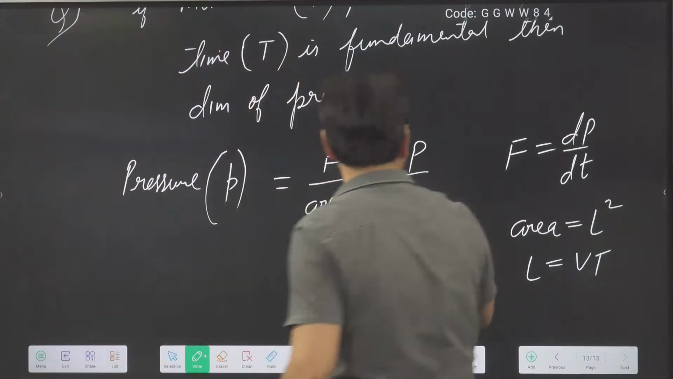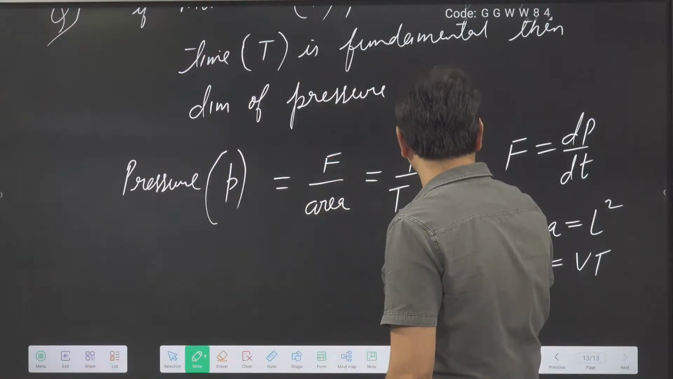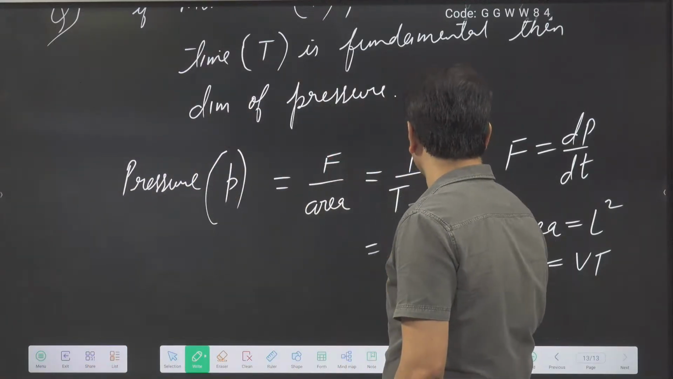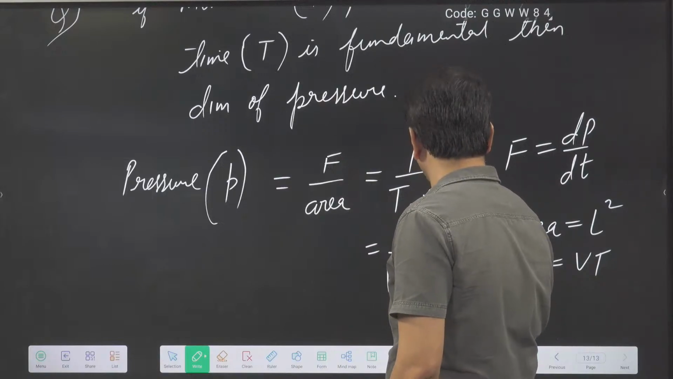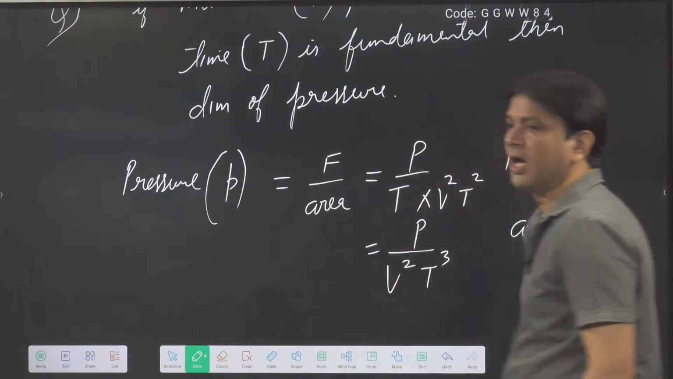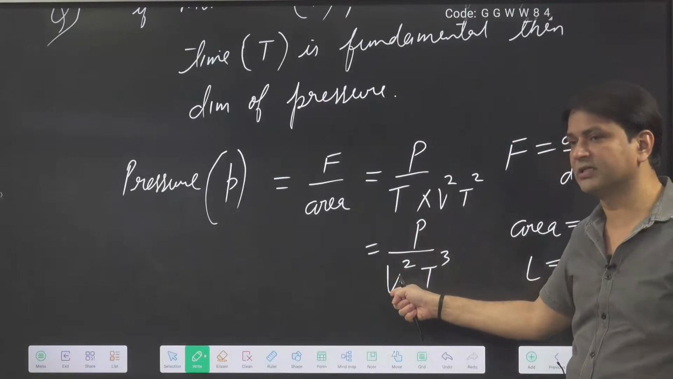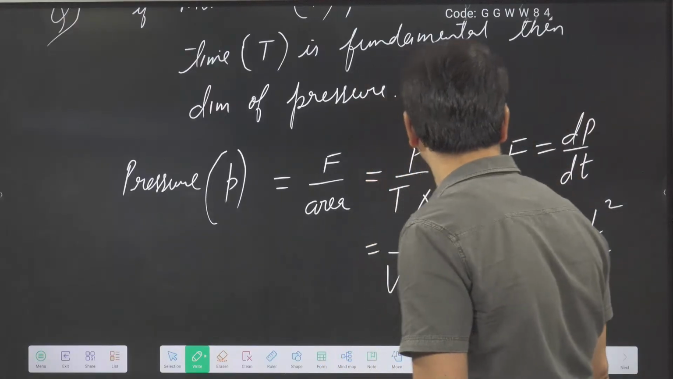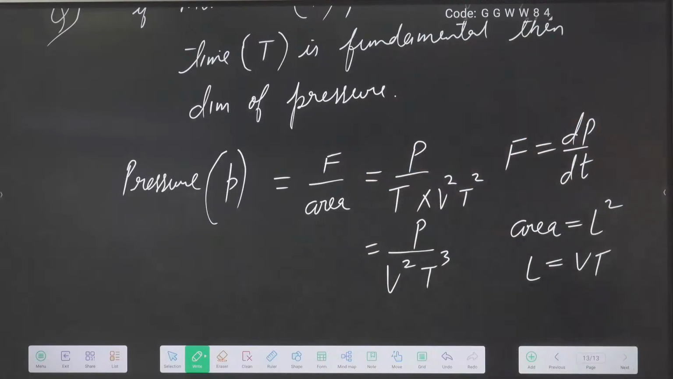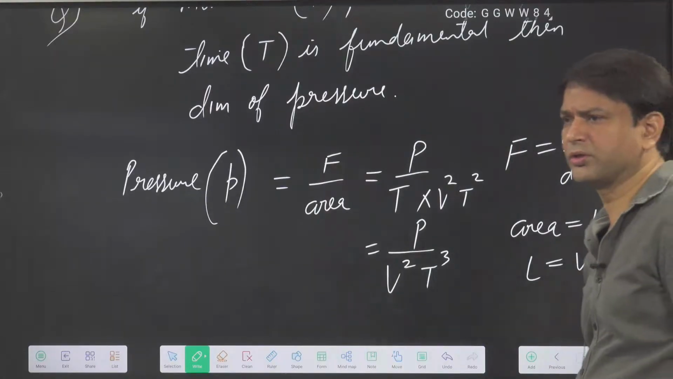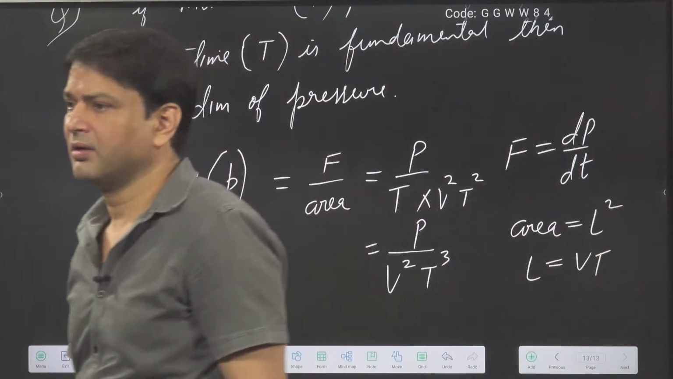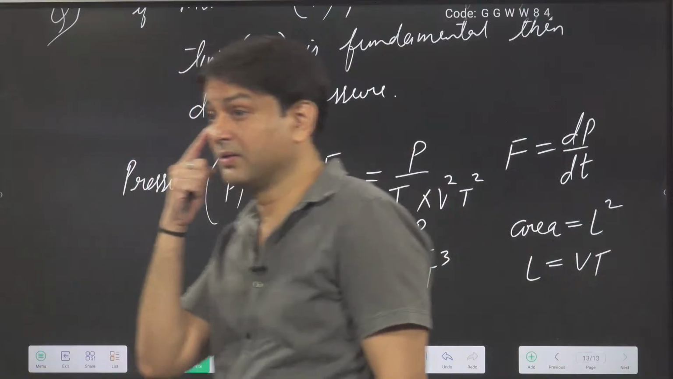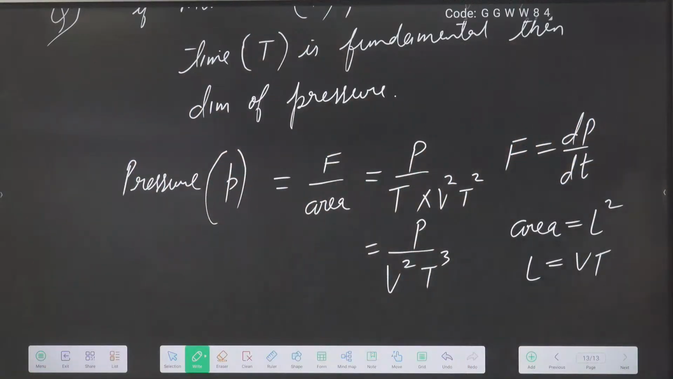Then area I can write as L square, which is V square T square. Then what did I get? P upon V square into T cube. Now P is fundamental, V is fundamental, T is fundamental. Then what answer did we get? P V to the power minus 2 T. Azan, what are you getting? Did everybody get this or not?